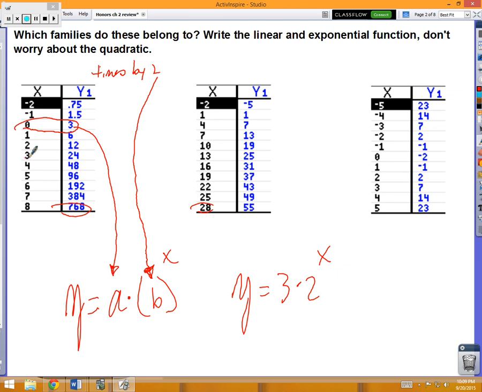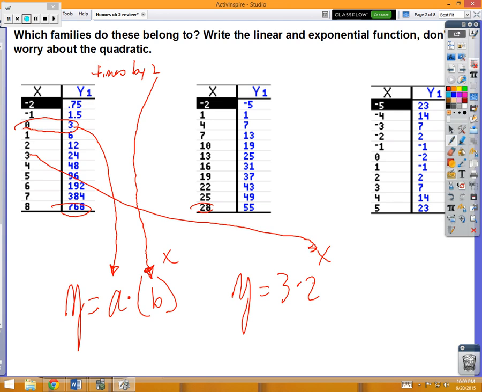Test it just to be sure. Let's plug in 3. 2 cubed is 8. 8 times 3 is 24. 3 works. If it works with 2 of them, you're in business. Let's try for 2. 2 squared is 4. 4 times 3 is 12. 2 gives us 12. We're good. So that is indeed the function for the first table.